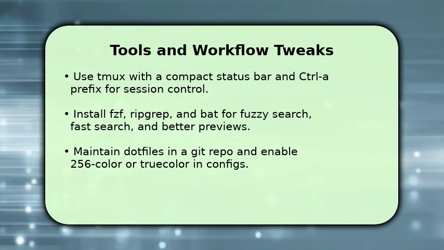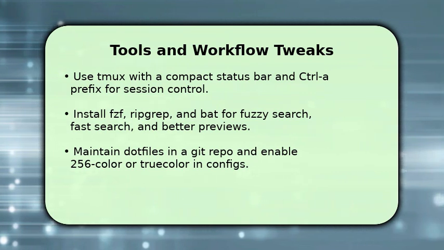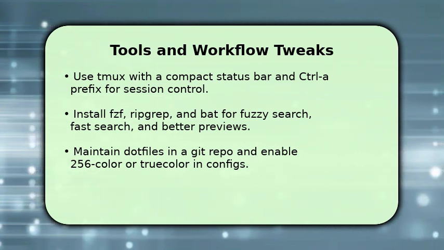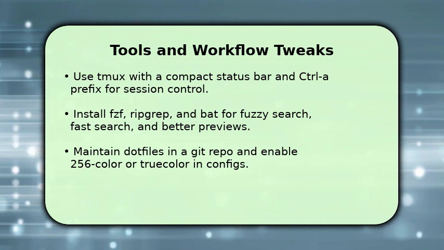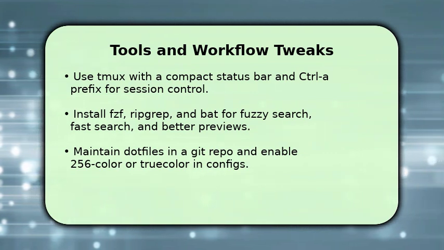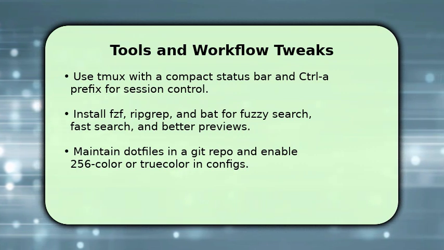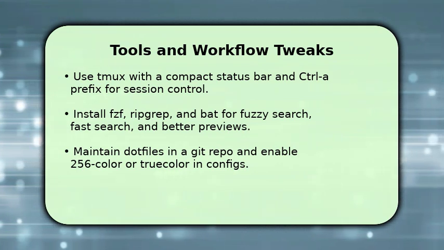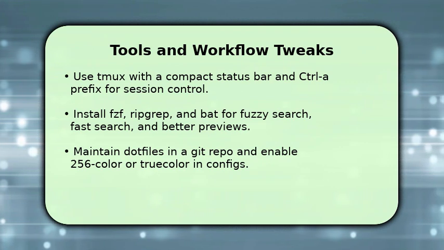Configure your shell and editor to advertise 256 color or TrueColor support. Create aliases, key bindings, and a central dotfiles Git repo to sync settings across machines reliably. Backup and document config changes for reproducibility.